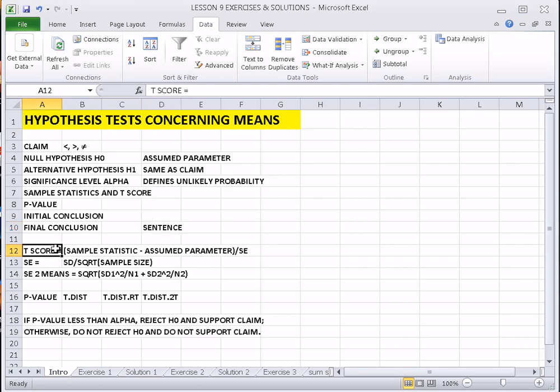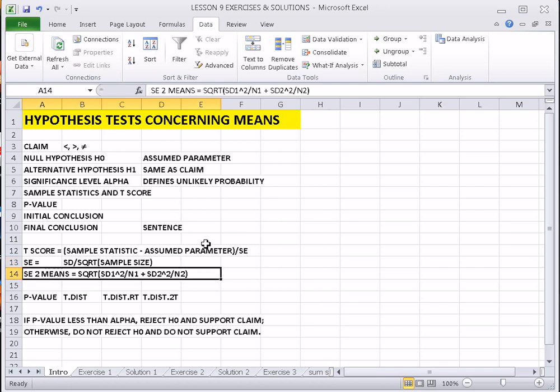So let's review a few things here about the t-score. A t-score is found according to this formula, which says find the difference between the sample statistic, that would be your x bar, and your assumed parameter. That's the value stated in the null hypothesis. You want to find the difference between those two values and then divide by the standard error. Now recall that the standard error, when you're working with one sample and one mean, is the standard deviation of your sample set divided by the square root of the sample size.